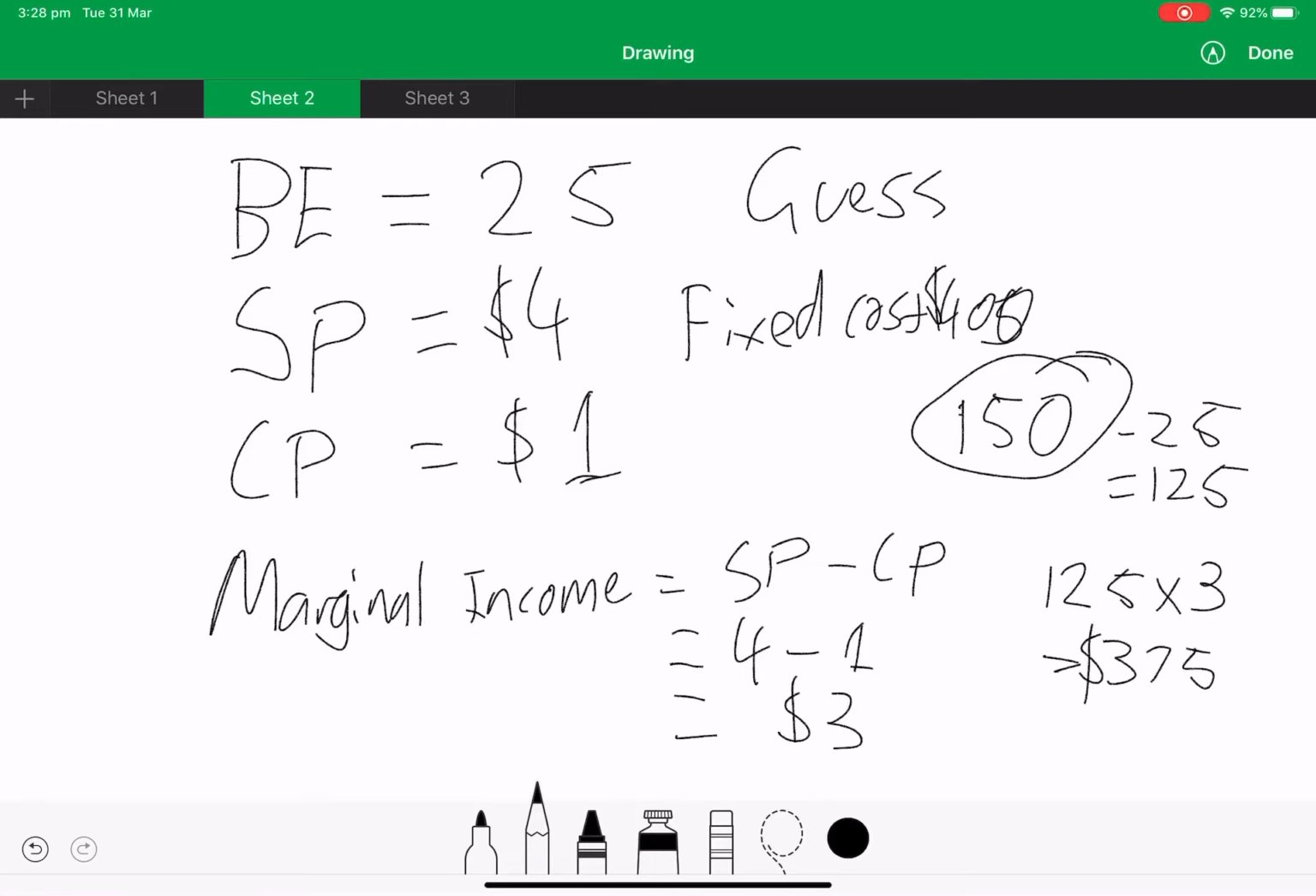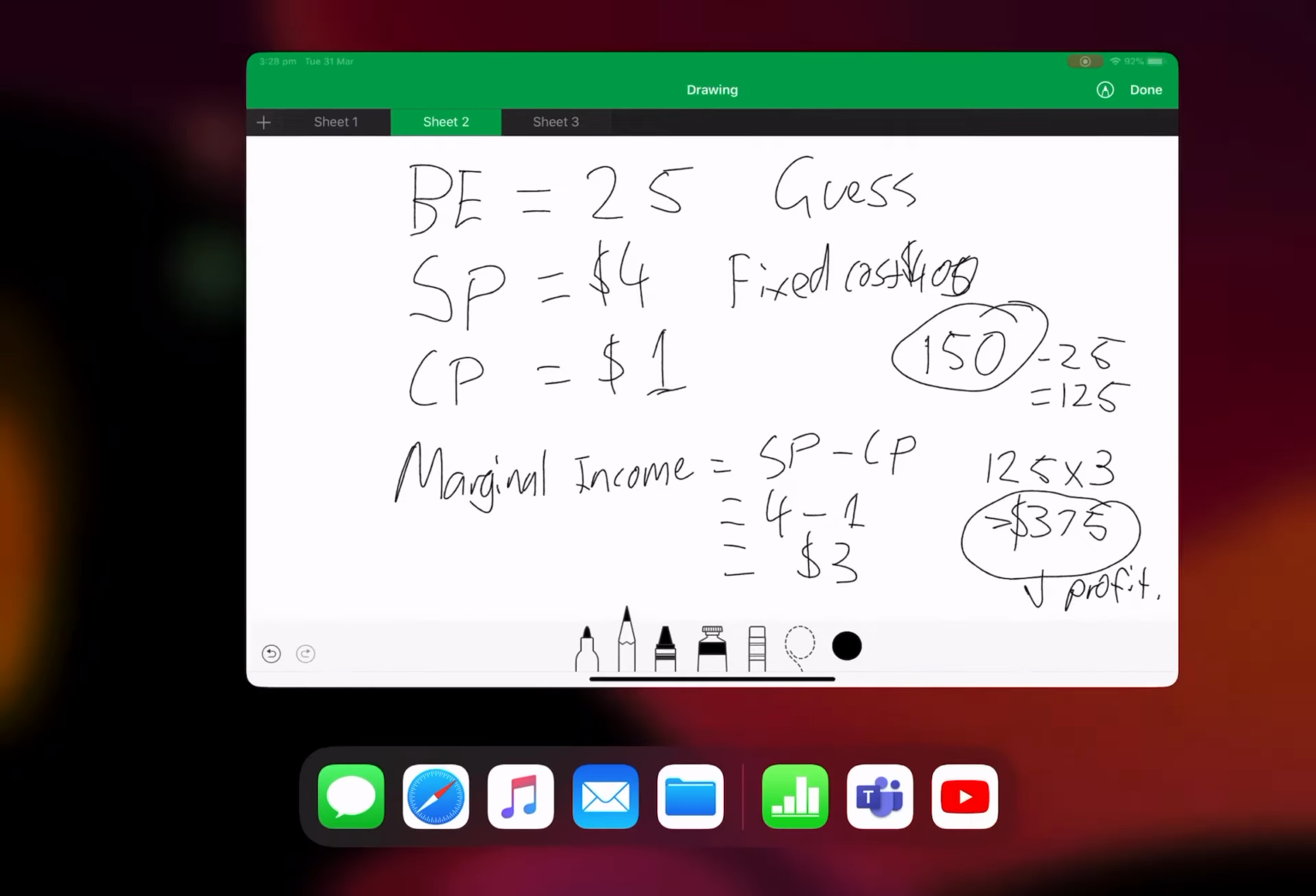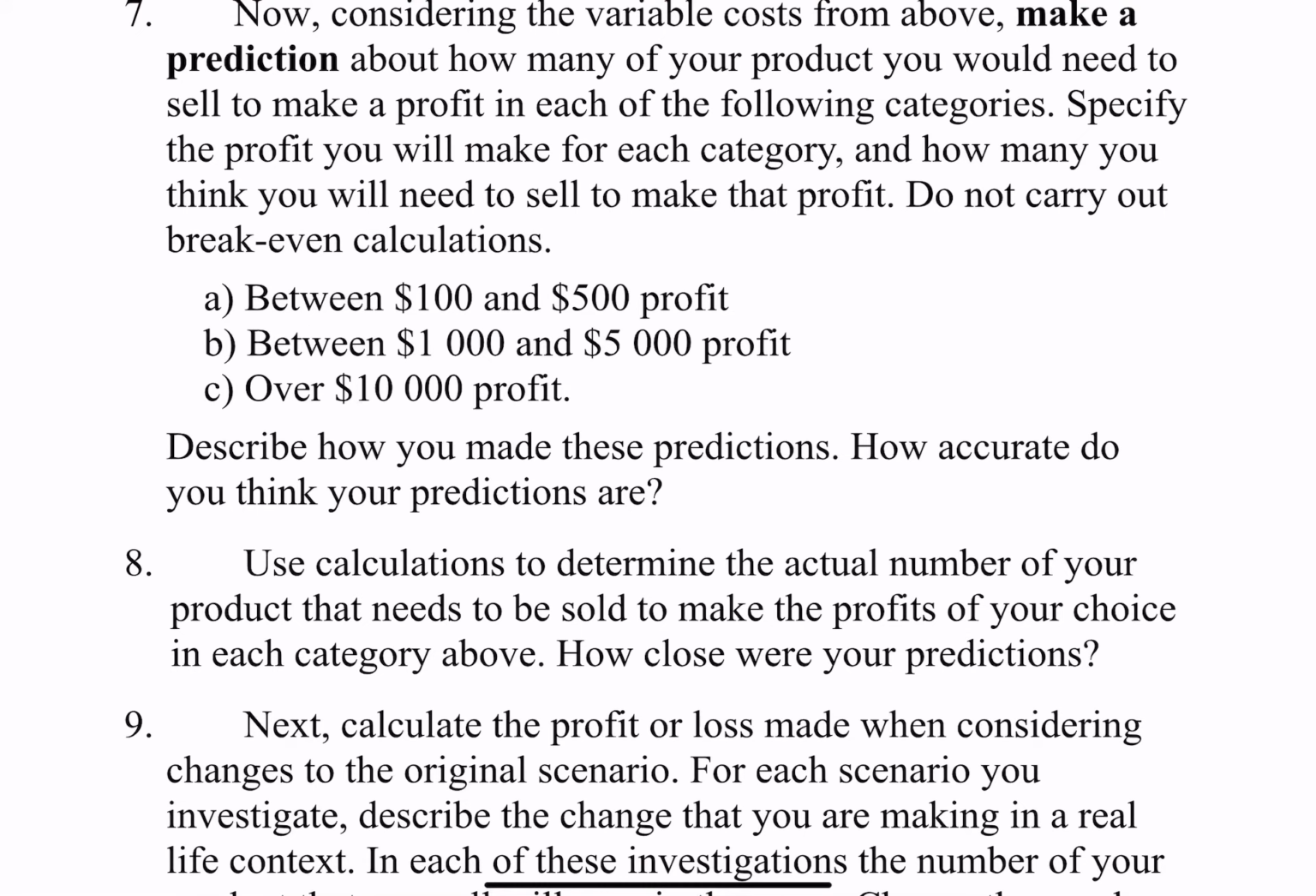So we sell 125 more than our break-even point, which was 25, and each one we sell over that break-even point, we make $3. So to figure out how much profit we make, we do the amount we sell over our break-even multiplied by our marginal income, and that will give us this figure here, which is our profit. So that's the first part of what question 7 is wanting you to do. So my prediction was 150.